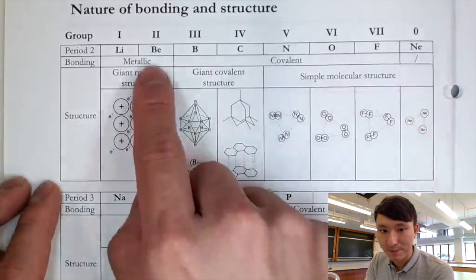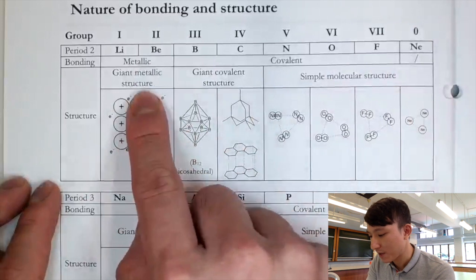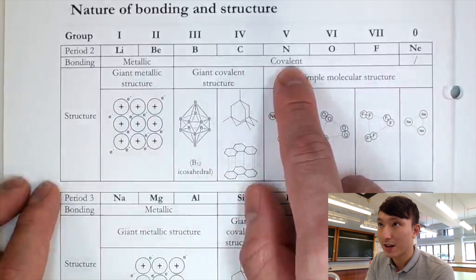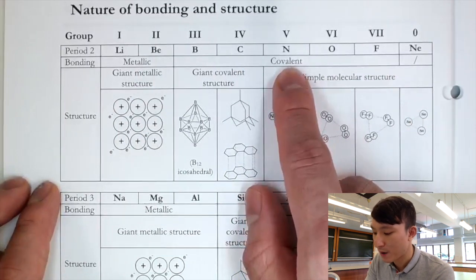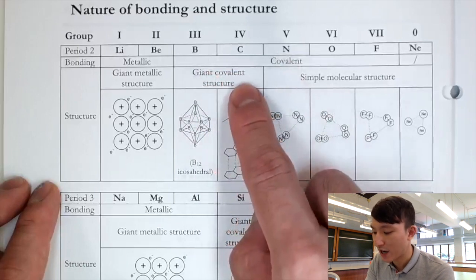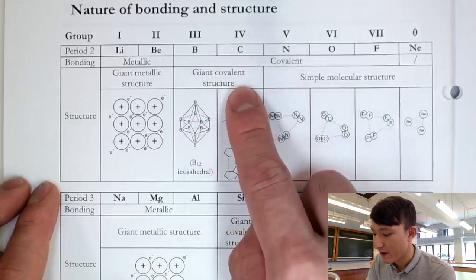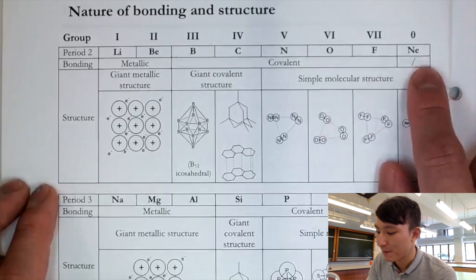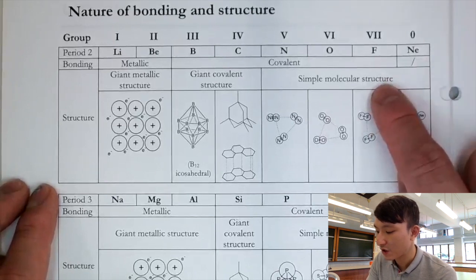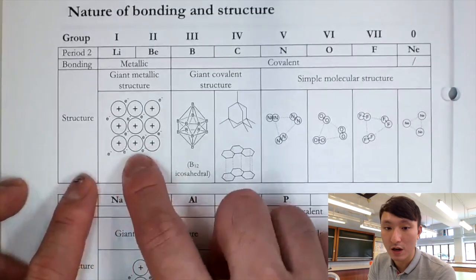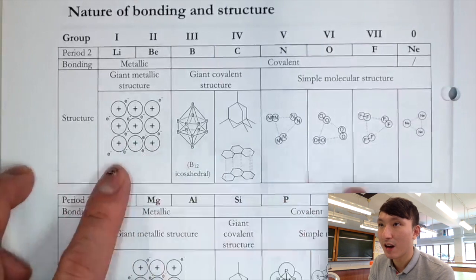Metallic bonding gives rise to the giant metallic structure. For covalent bonding, you know that there are 2 structures that can form. For boron and carbon, they have the giant covalent structure, whereas the rest of them have simple molecular structure. Neon also exists as a monatomic molecule, so it also has the simple molecular structure.